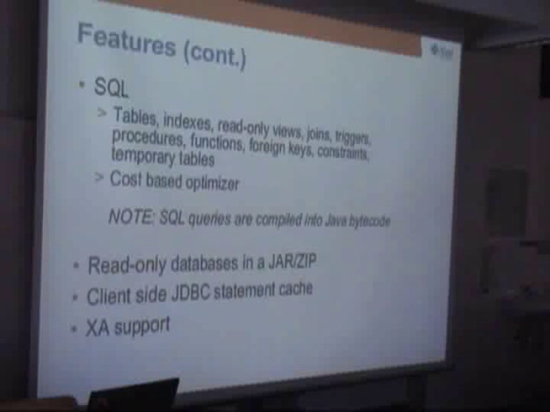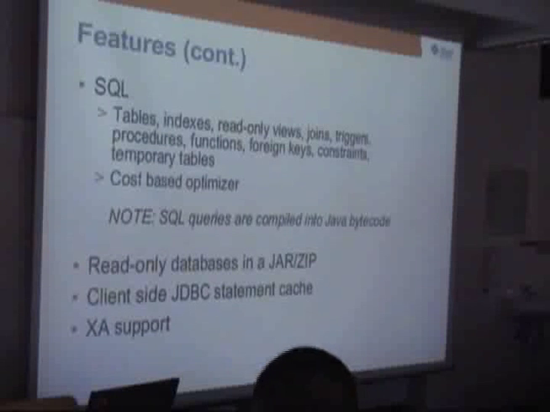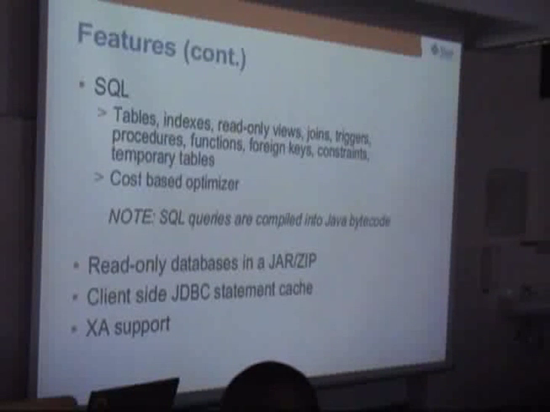We have a client-side JDBC statement cache. This is useful in application servers, for instance, when you have connection pools. In that case, your clients don't have to re-prepare every statement each time it gets a new connection from the pool. And Derby can also be used as part of distributed transactions. So we have XA support.